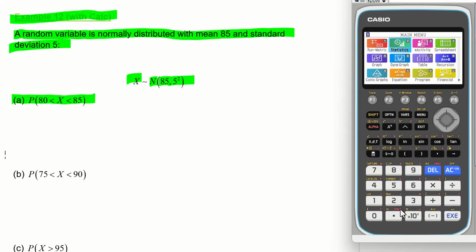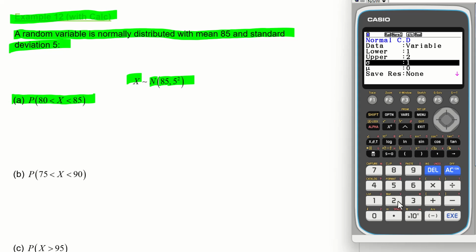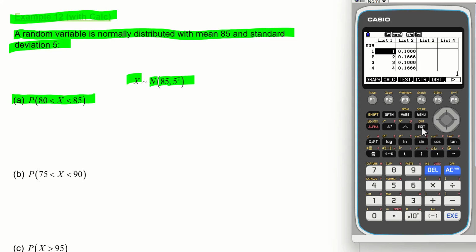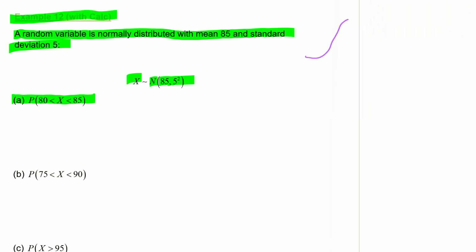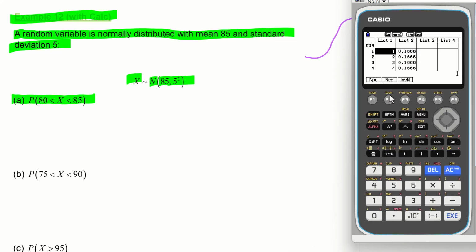So let's go to 2, and I'm already in normal CD here, which you wouldn't normally be. Let's just go back. This would be the screen you would normally come to, and press F5 distribution and F1 for normal. Now I can't think of a reason why you'd ever use normal PD. That just gives you the height of the curve. When you think about the normal curve, that will give you the height of the curve at a particular point. So the one that we're going to use is normal CD.